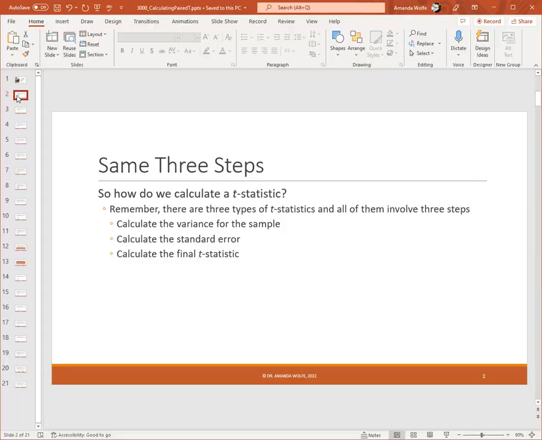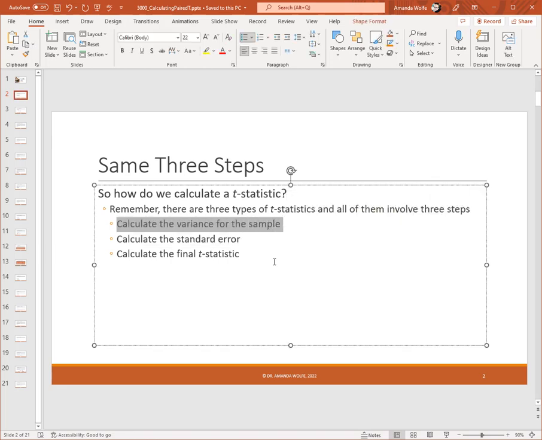Let's get started. As I've mentioned before, all three of our t-tests, the one sample t-test, the independent samples t-test, and the paired samples t-test, all three have the same three steps. Step one, we calculate the variance for the sample. Step two, we find the standard error. And step three, we calculate the final t-statistic for your specific set of data.